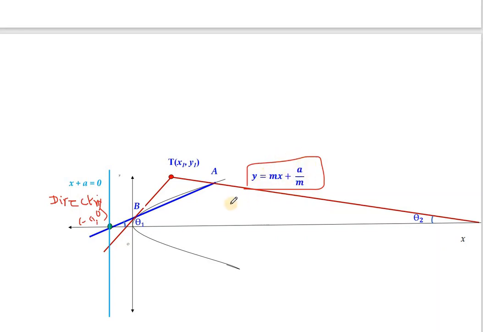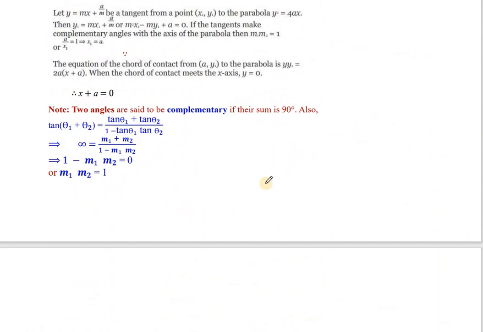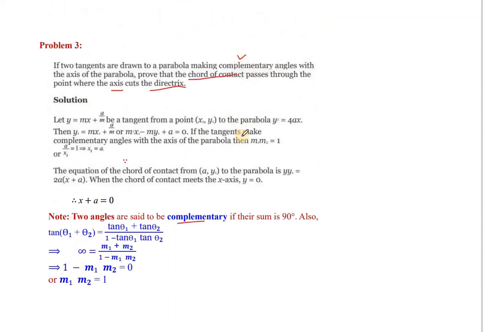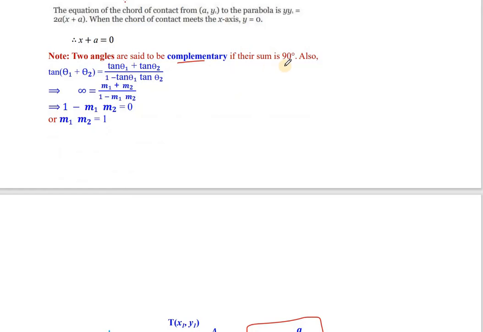So this will definitely be a tangent, and (x1, y1) is a point lying on it. Because (x1, y1) lies on it, you will have y1 = mx1 + a/m, and on simplification this is quadratic in m, so it will have two roots. You can name them m1 and m2. m1 stands for tan theta 1, m2 stands for tan theta 2. Now, because we are given that the two angles are complementary, the sum should be 90 degrees.